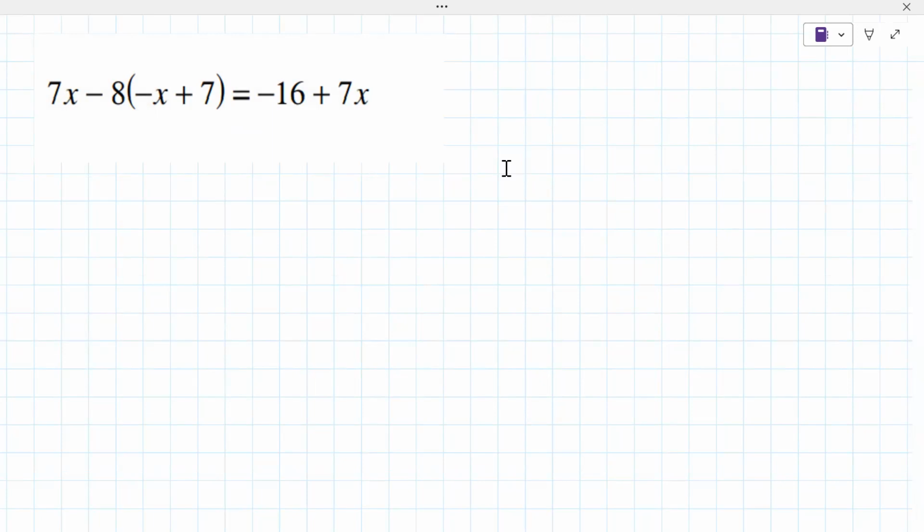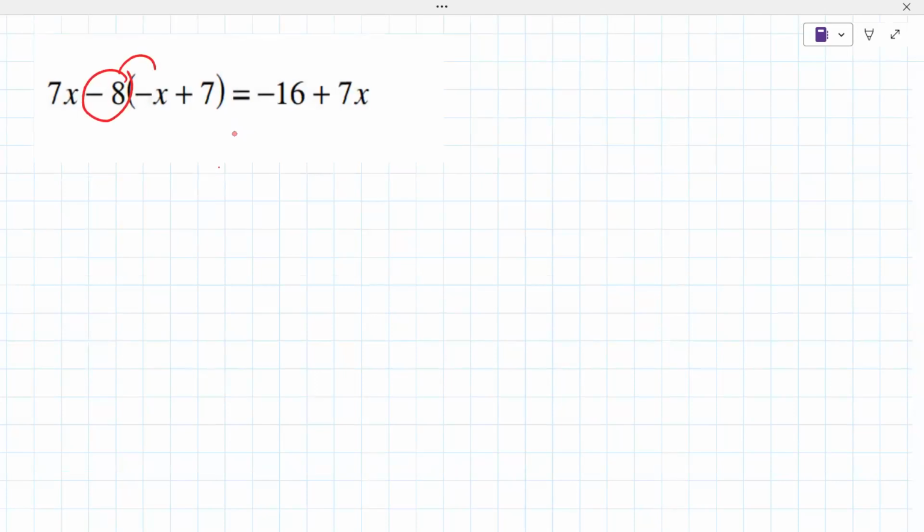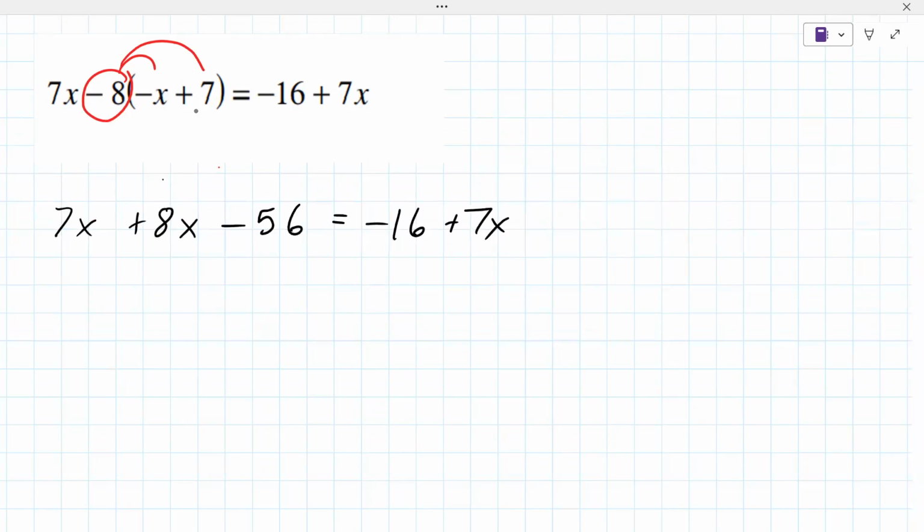So this time with the distributive property here, you're distributing -8 to both here. So that's a little bit different. You do distribute with the sign. So this becomes, grab this here, 7x. Now -8 times -x becomes 8x. -8 times 7 is -56, like that.